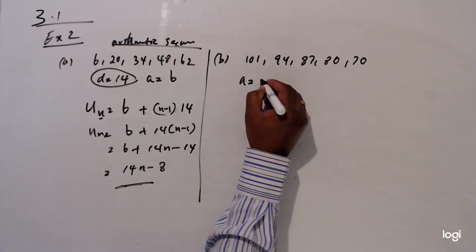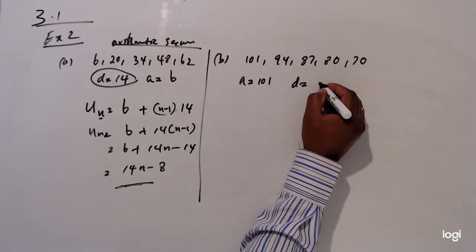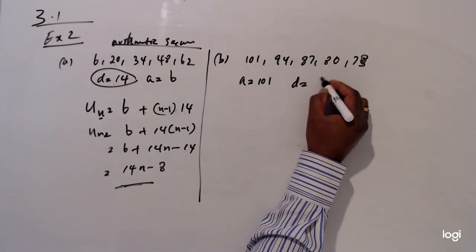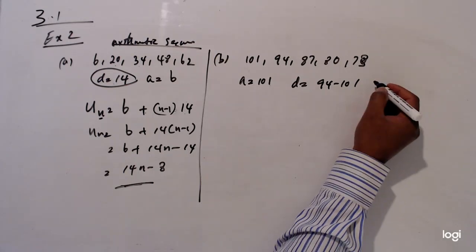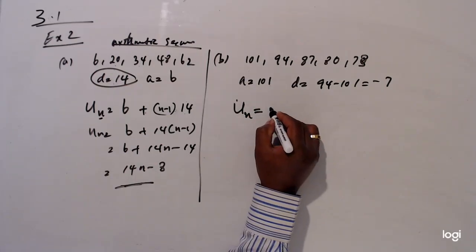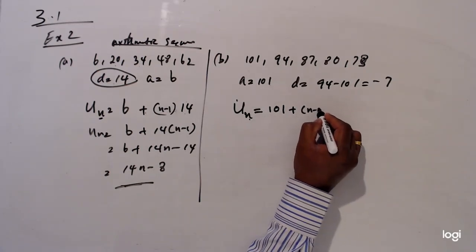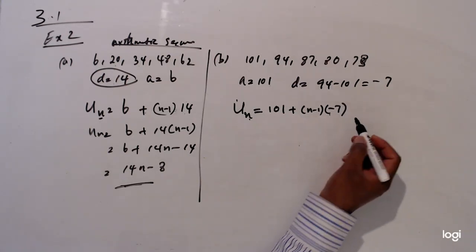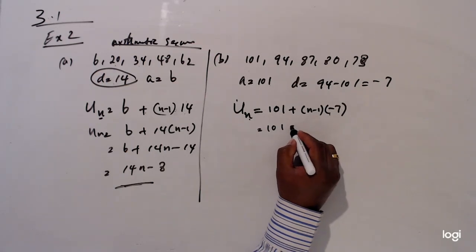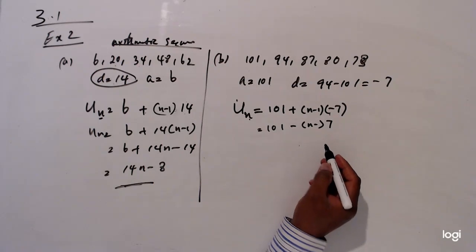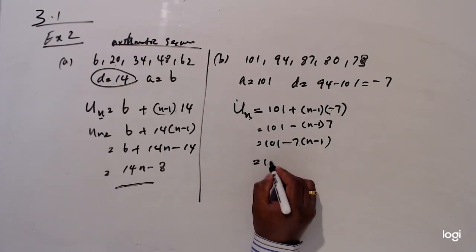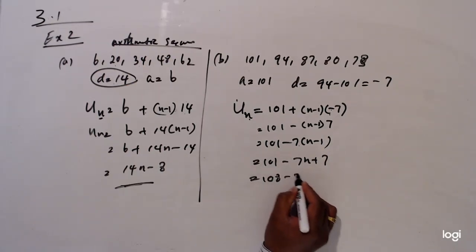Part B, a equal 101. For d, it's better to write like this: you select any two consecutive terms. I think this is 73, so I'll take this one, 94 minus 101. So it is minus 7. Now the nth term is the first term and one before this number times the common difference. It is negative, so I put 101 minus n minus 1 times 7. Minus times plus is minus. So 101 minus 7 times n minus 1. So 101 minus 7n plus 7, so 108 minus 7n.